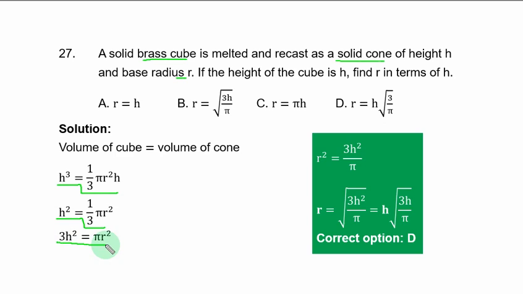You are asked to find r in terms of h. You have to make r the subject by dividing through by pi. You have it in this form. You take the square root of both sides and you have r equal to this. Now square root of h squared is h, so you have h outside. So what you have is h square root of 3 over pi. So D is the correct option.